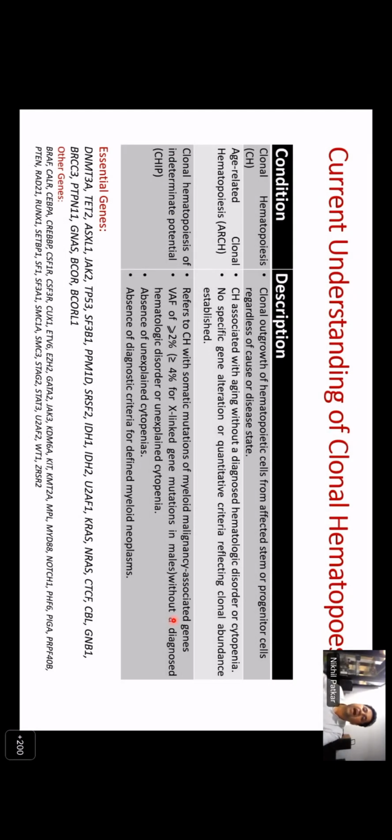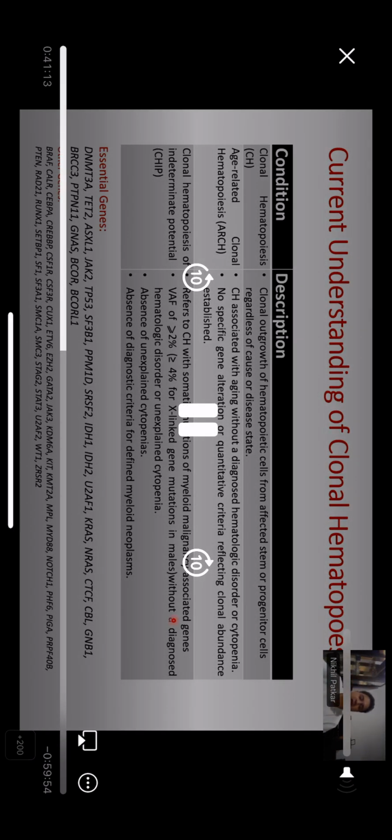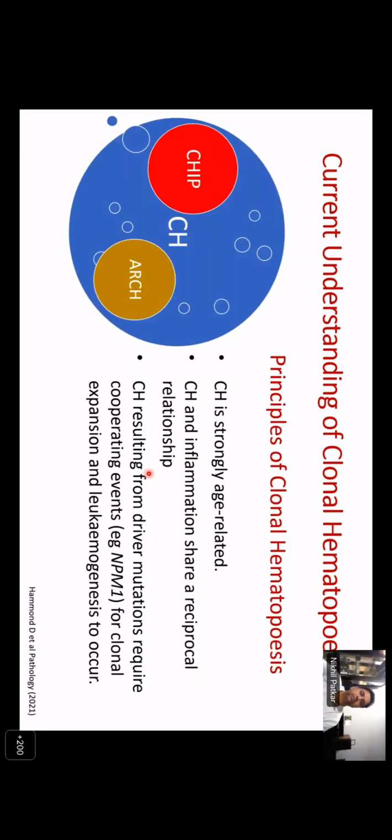But when you have a mutation at a VAF of more than 2%, or more than 4% in X chromosome in males, with a myeloid malignancy associated gene, with the absence of cytopenia, it's called CHIP. So if you see a random mutation somewhere, you can't say that this is CHIP. But if you get a mutation in any of these genes, then it is called CHIP. Okay, so clonal hematopoiesis is a broad term. ARCH is a more narrow term, and CHIP, you can say, is like a cousin of ARCH.